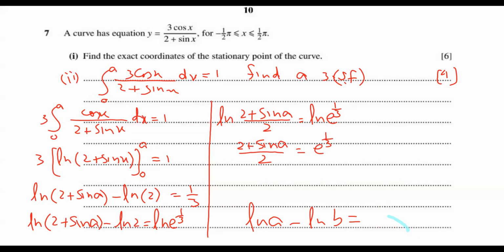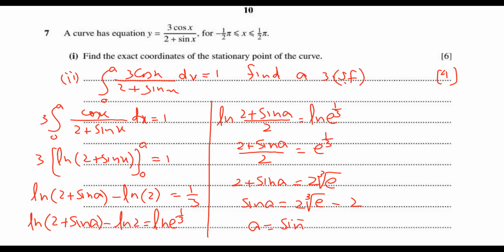Now making a the subject is a bit easier. This 2 multiplies there: 2 plus sine a equals 2 times cube root of e. You can copy as it is or copy this way, no problem. This 2 subtracts, so sine a is equal to 2 times cube root of e minus 2. And then take the inverse sine of that whole thing.